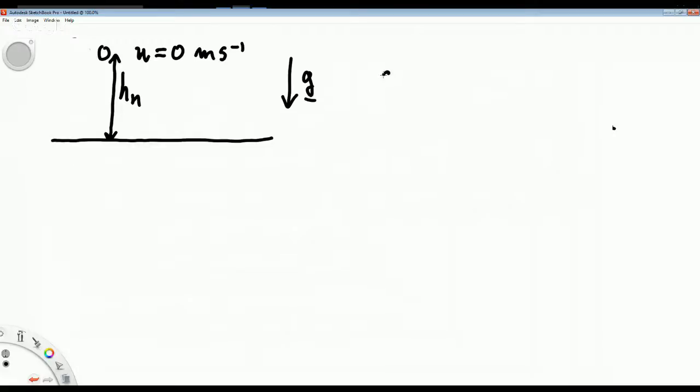And the SUVAT equation says that s, the distance traveled after a time t, is equal to the initial speed, which I called u, times t plus 1/2 at squared, where a is the acceleration. But actually, I know that the acceleration is g in this case, so let me write g instead of a. I forgot the square. And in this case, I also know that u equals 0. So s is just 0 plus 1/2 gt squared.